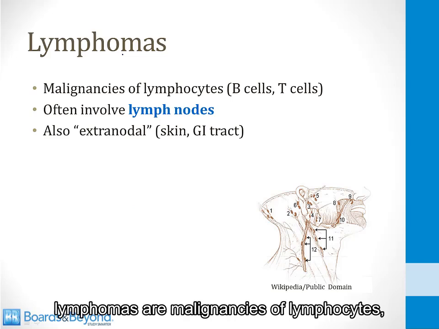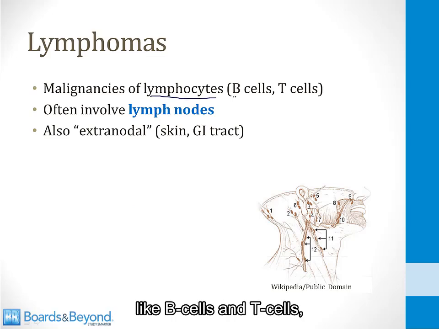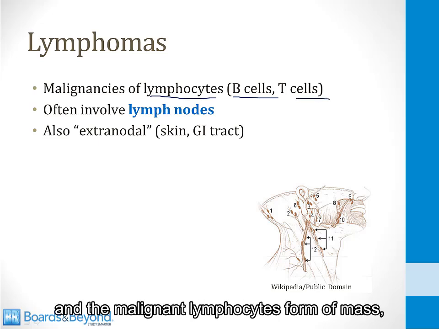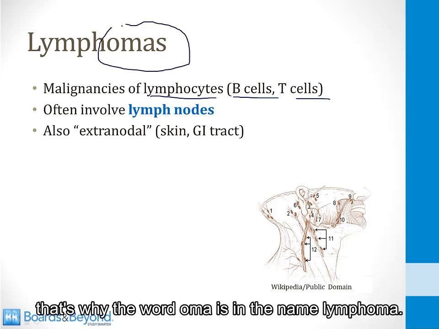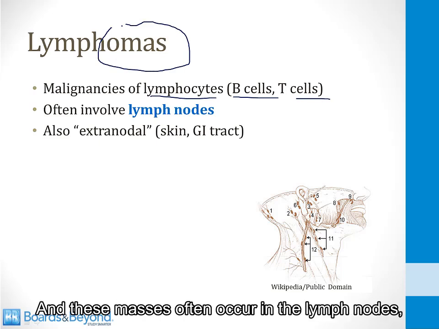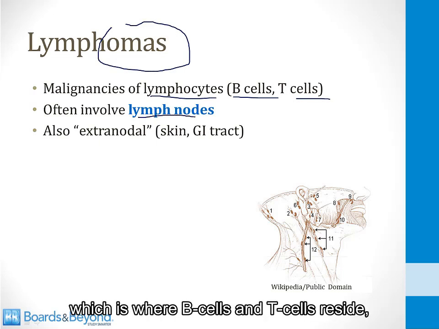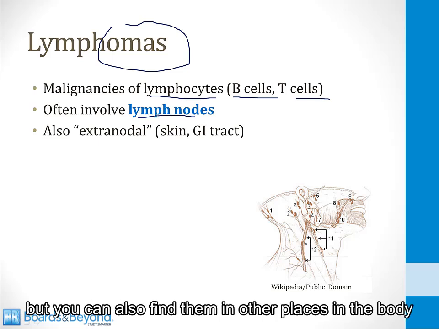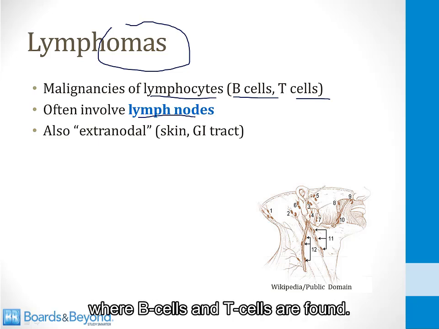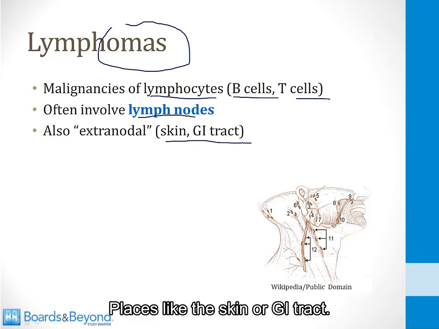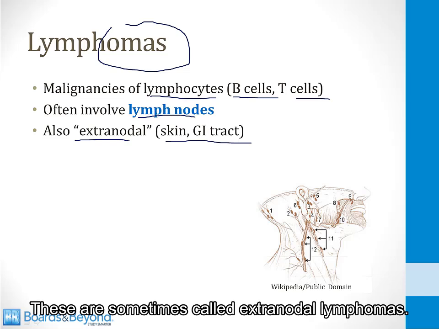By way of review, lymphomas are malignancies of lymphocytes like B cells and T cells, and the malignant lymphocytes form a mass. That's why the word "oma" is in the name lymphoma. And these masses often occur in the lymph nodes, which is where B cells and T cells reside, but you can also find them in other places in the body where B cells and T cells are found, places like the skin or GI tract. These are sometimes called extranodal lymphomas.